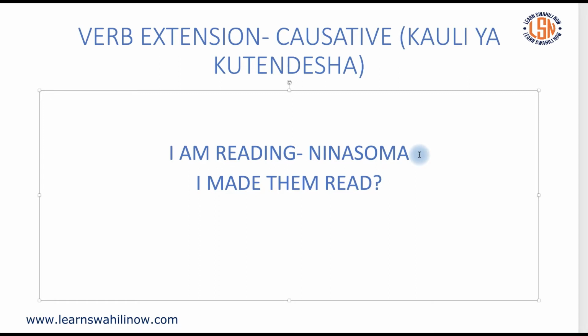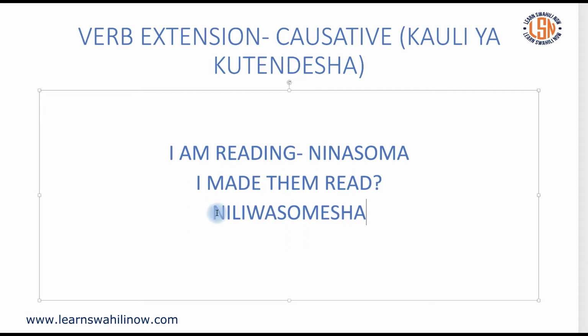Now, what you need here is the causative verb extension. This is usually indicated by the verb ending in isha or esha. I will show you how that looks shortly. So in this particular case, the sentence will be ni, li, wa, somesha.